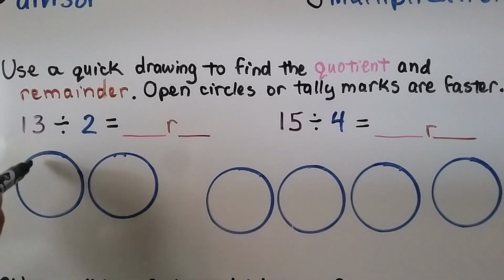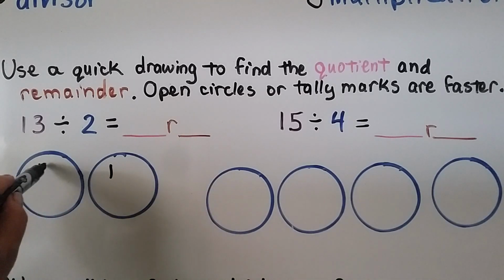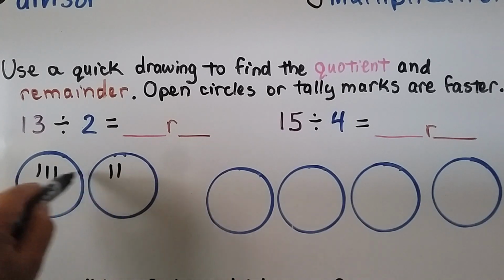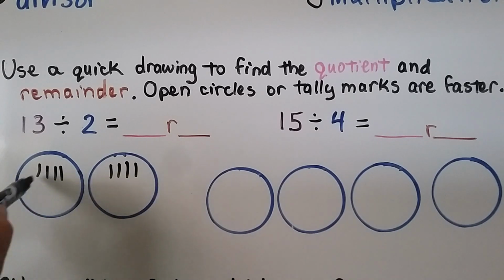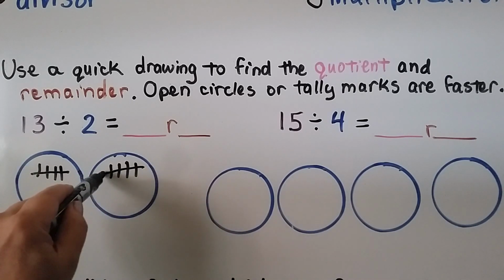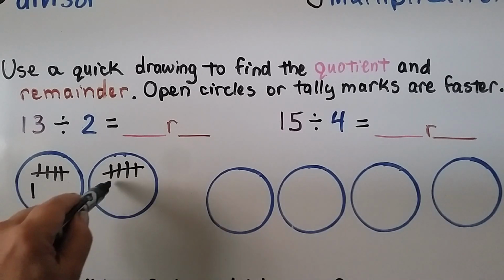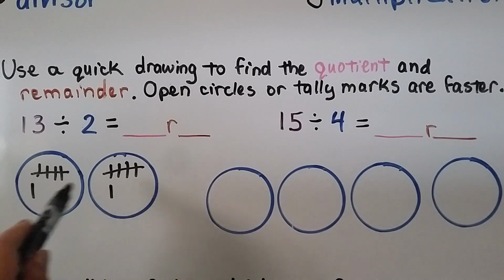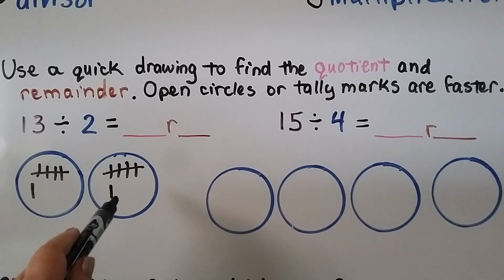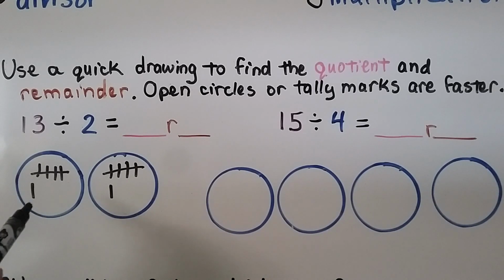So we're going to start. We're going to use tally marks this time. We have 1, 2, 3, 4, 5, 6, 7, 8. We can cross this for 9, cross this for 10, 11, 12. If I put the 13 in this one, then this one will have 7 and that one will only have 6. So we stopped at 12.